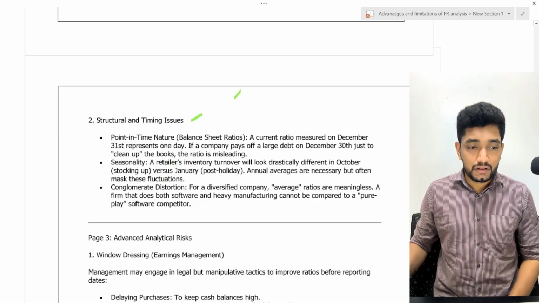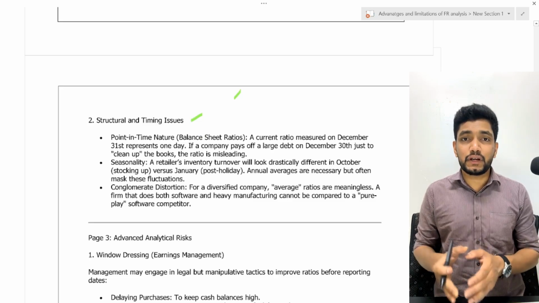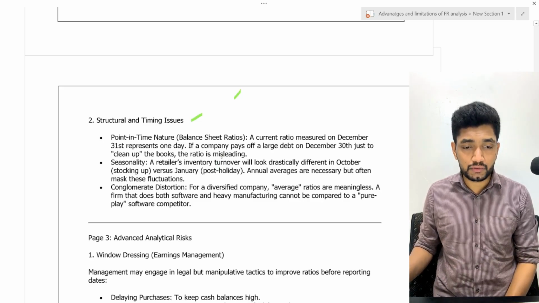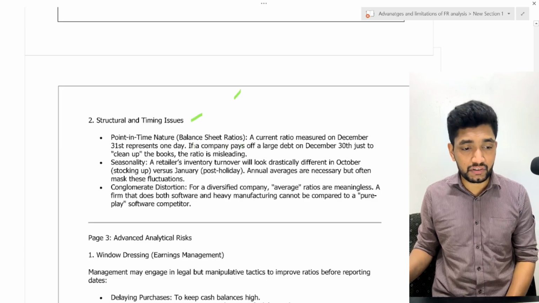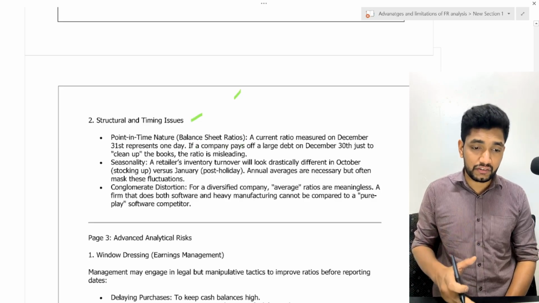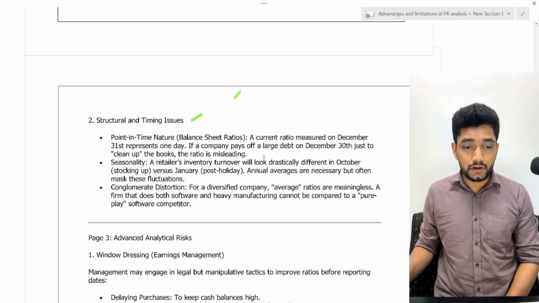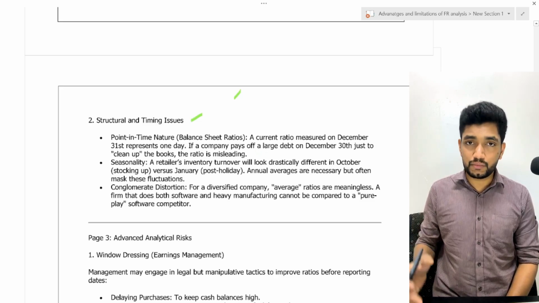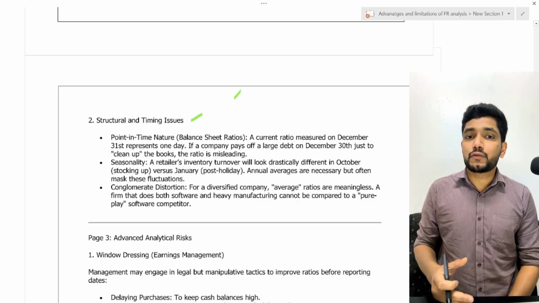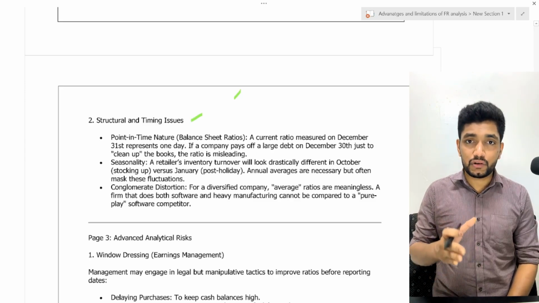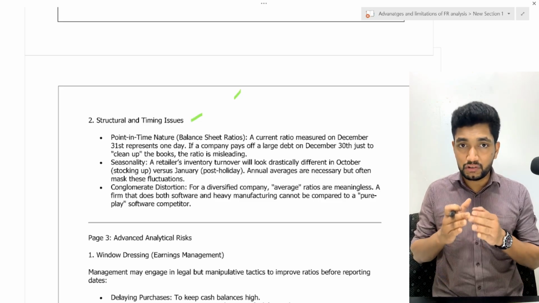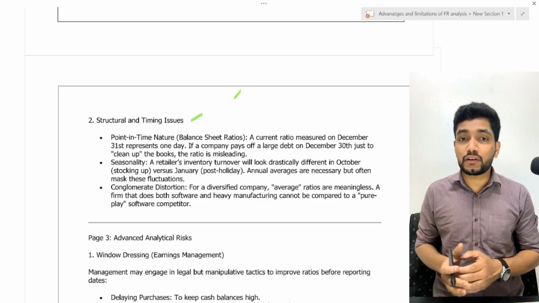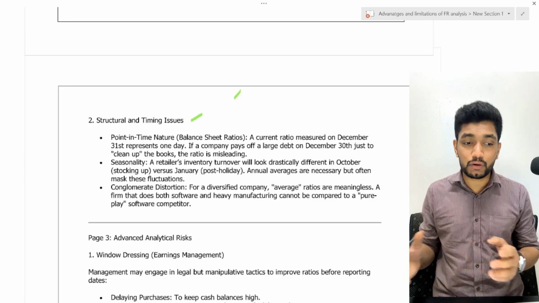The other thing, again, is point-in-time nature. If you are taking a balance sheet value at a certain point of time, just assume a current ratio measured on December 31st represents only that single day. If a company pays off a large debt on December 30th just to clean up the books, the ratio is misleading. That means a ratio from the balance sheet applies to that specific point of time. It cannot be 100% accurate if you are taking the whole year or whole period.